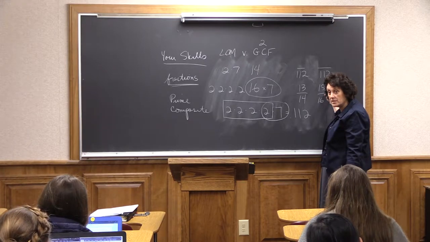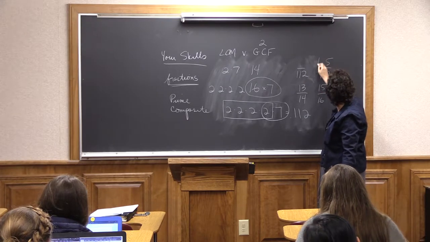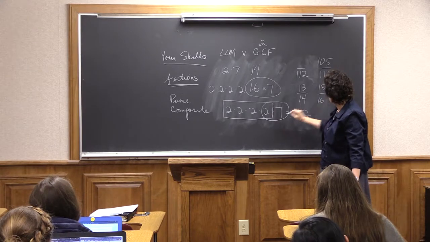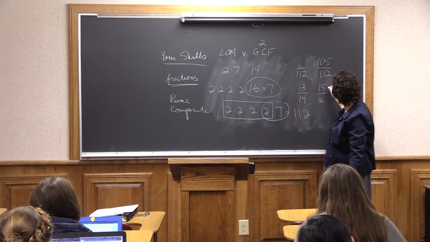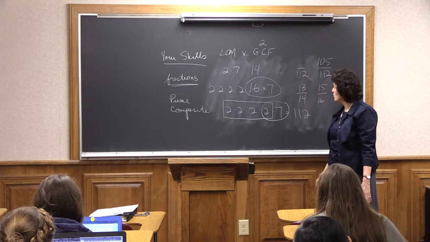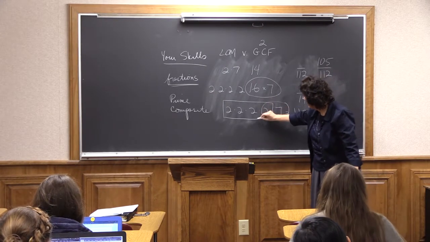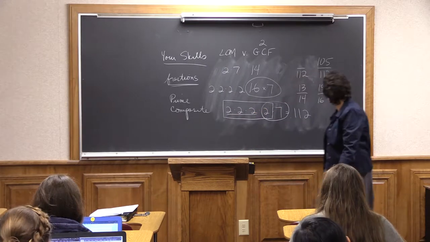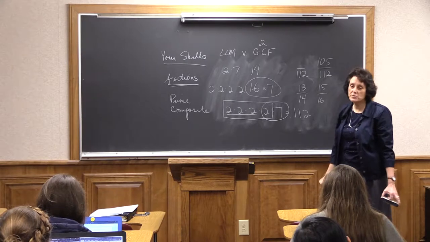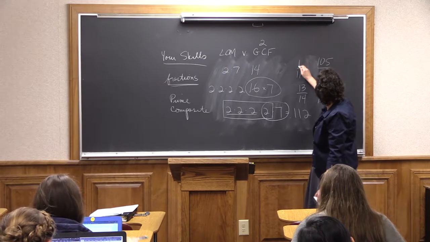What's 7 times 15? It's going to be what? 105. So 16 goes into 112 7 times, so I multiply by 7 to adjust the numerator. How many times does 14 go into 112? 8. Here it is. And then 8 times 13 is? Well, what's 8 times 12? It's 96, so 8 times 13 is 104.